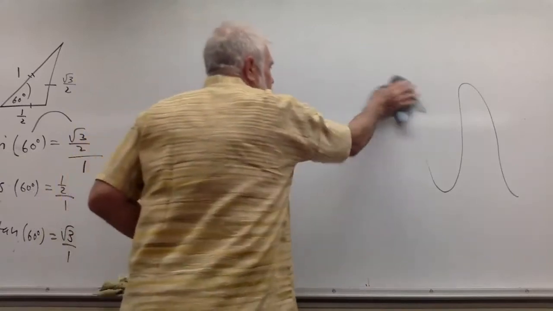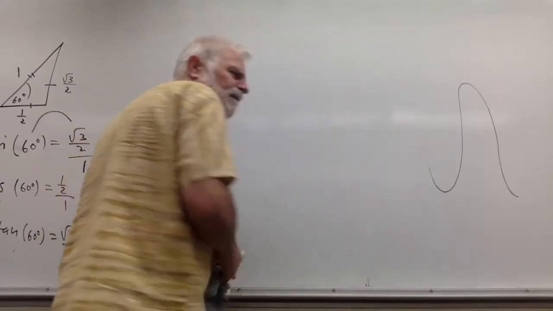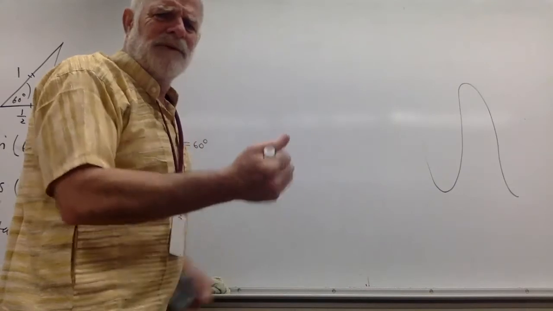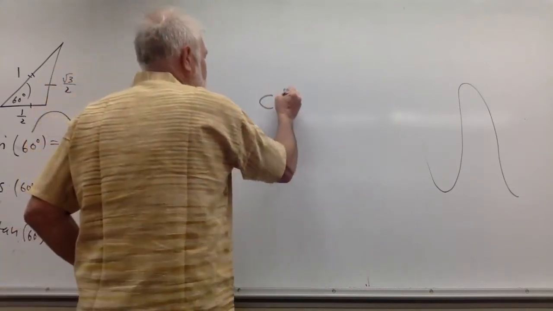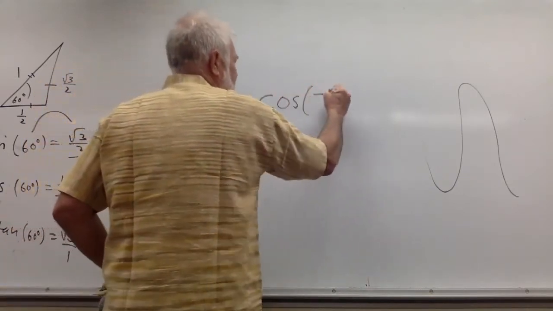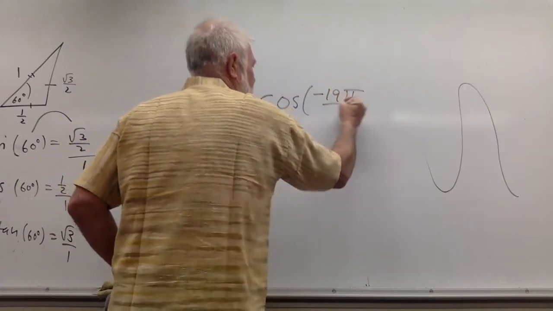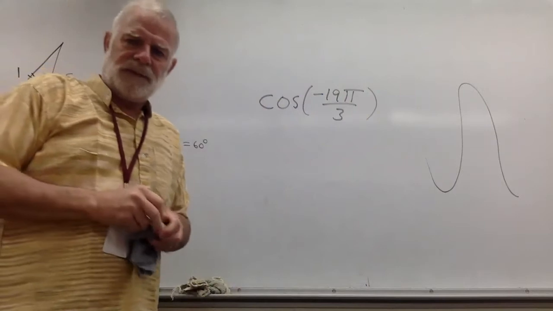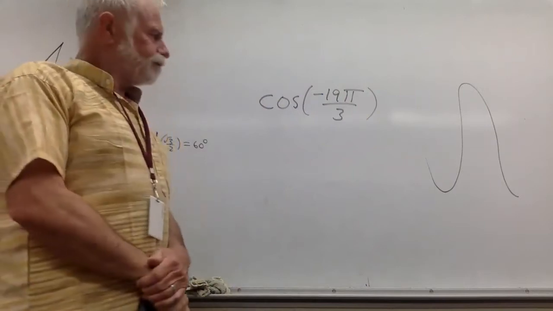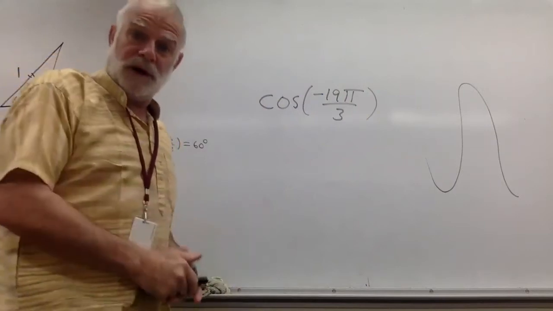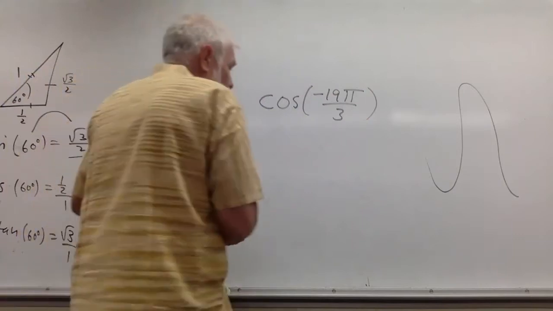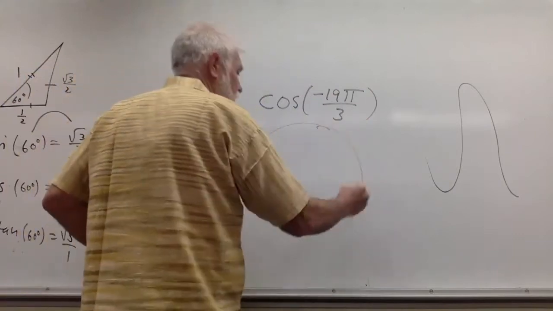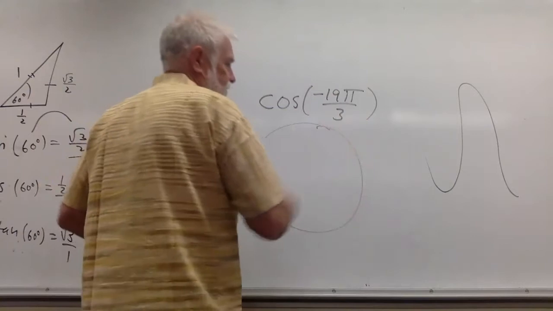How about we do the cosine of negative 19 pi over 3. The cosine of negative 19 pi over 3. Oh, I'm sorry. You can hit the pause. Oh, yeah. Well, you may have guessed correctly that we're now going in the other direction.